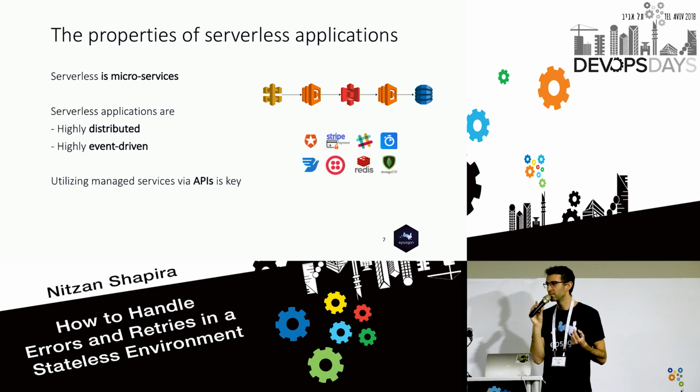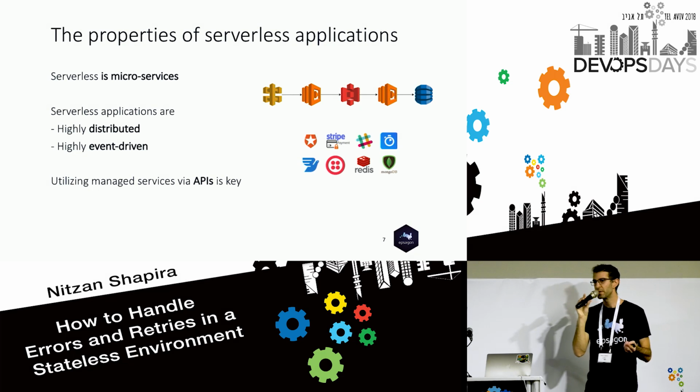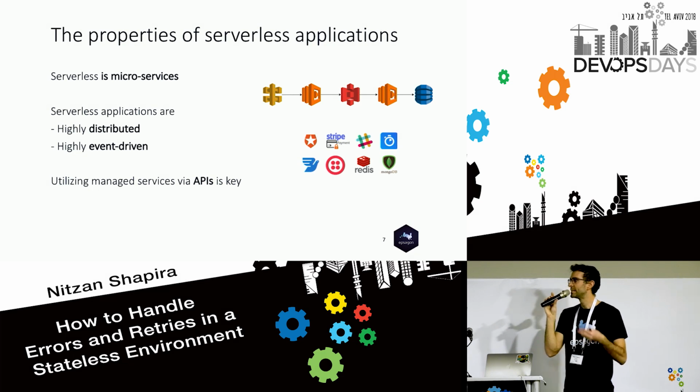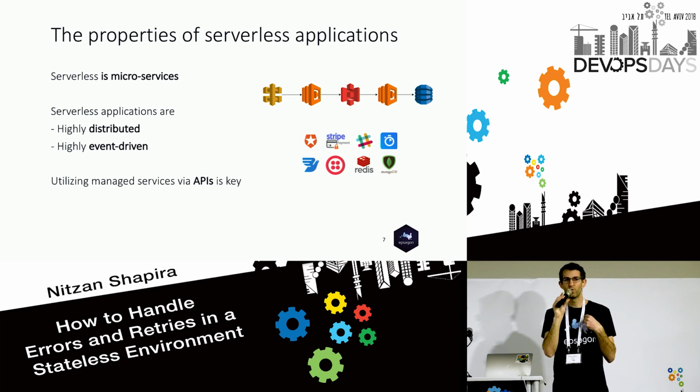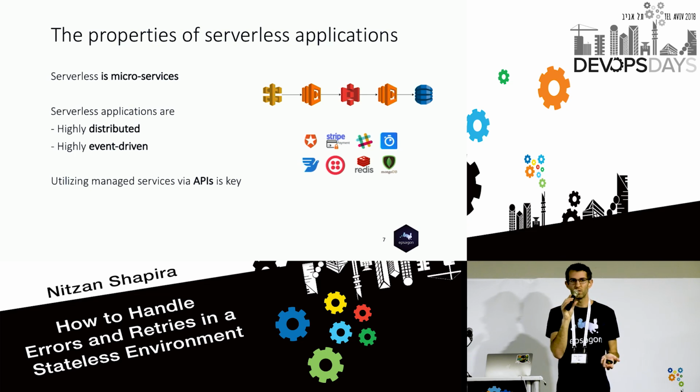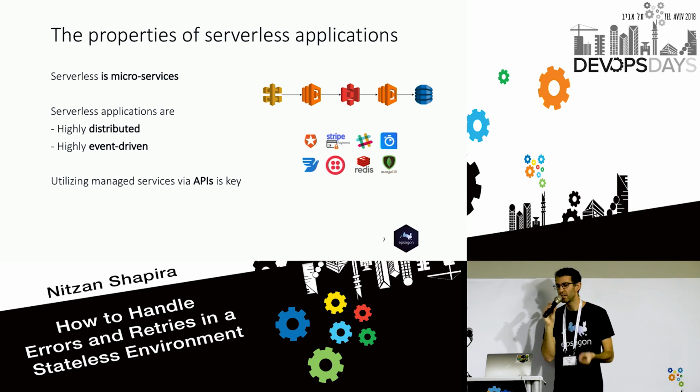One of the key things that you need to consider is using as many managed services as you can via APIs. Even stuff like Auth0 and Stripe can save you from writing code, and it will eventually make your Lambdas smaller and more efficient. So using more and more APIs is one of the key characteristics.